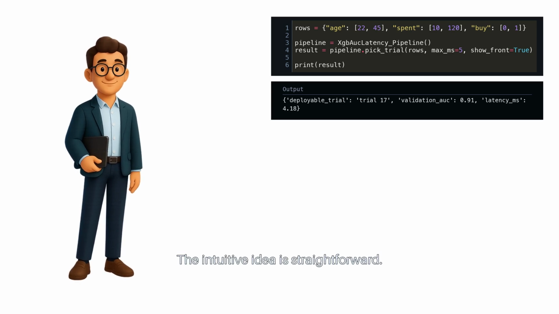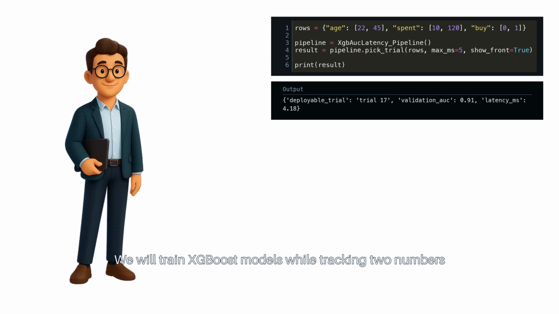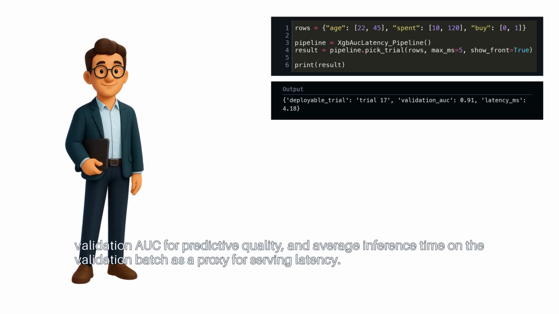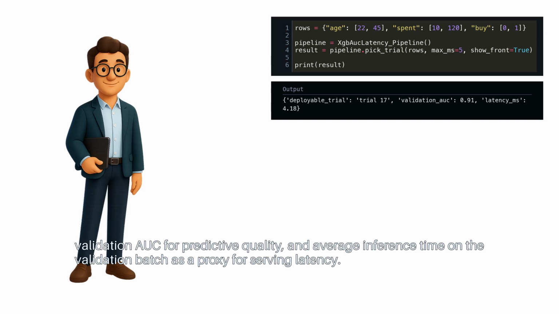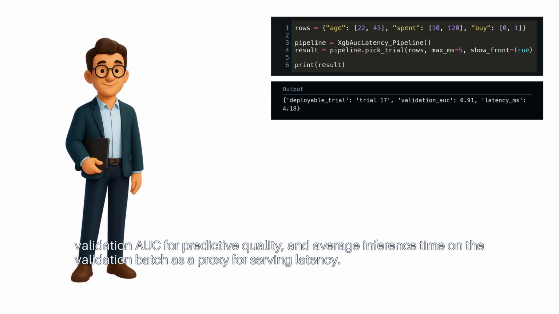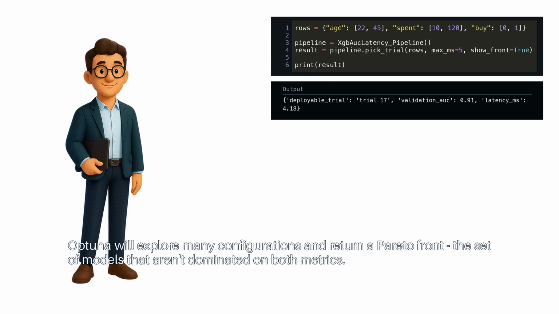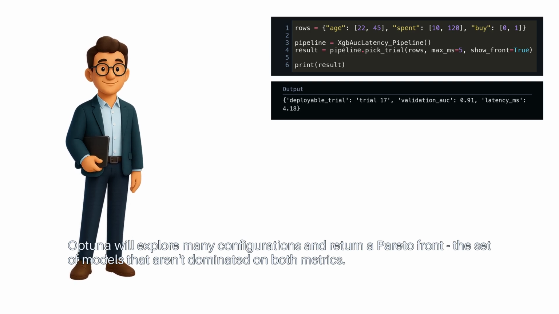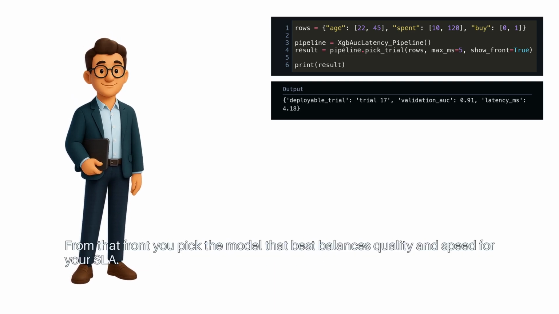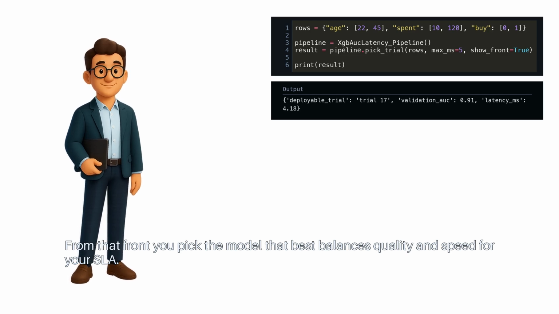The intuitive idea is straightforward. We will train XGBoost models while tracking two numbers: validation AUC for predictive quality and average inference time on the validation batch as a proxy for serving latency. Optuna will explore many configurations and return a Pareto front, the set of models that aren't dominated on both metrics. From that front, you pick the model that best balances quality and speed for your SLA.